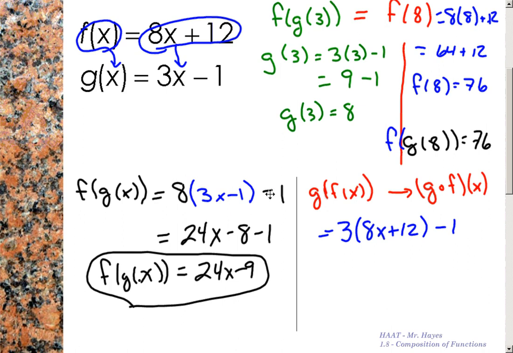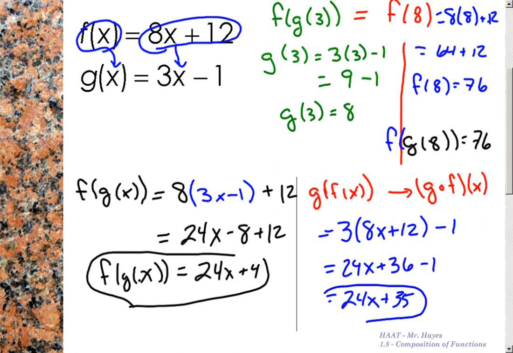Ooh, you know what? Somebody should have said something. This is supposed to be a plus 12 over here. So this should have been plus 12, and this is plus 4. So anyway, then it's plugged in, you simplify it, and away you go. So I get 24x plus 36 minus 1. So then that's going to turn into 24x plus 35. And pending any mistakes that I made there, that should be correct.